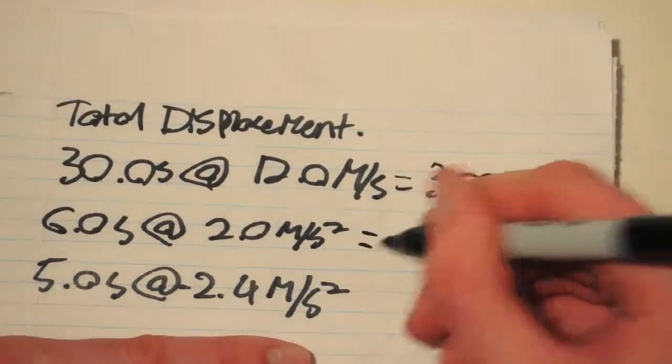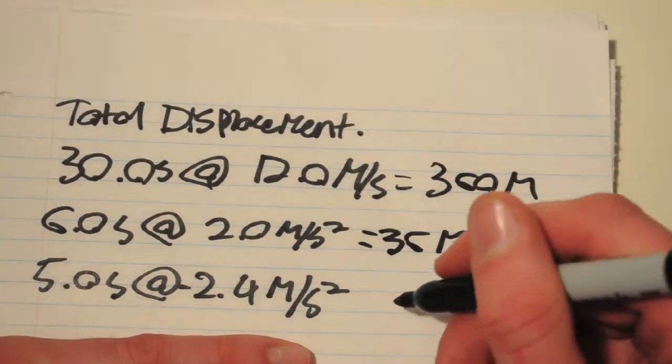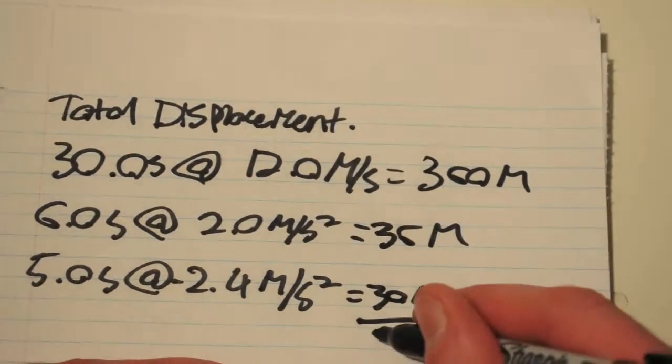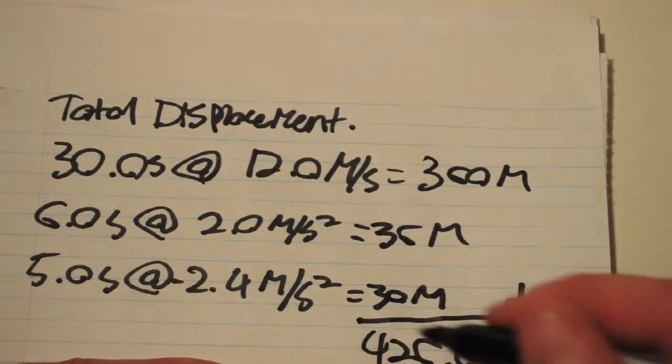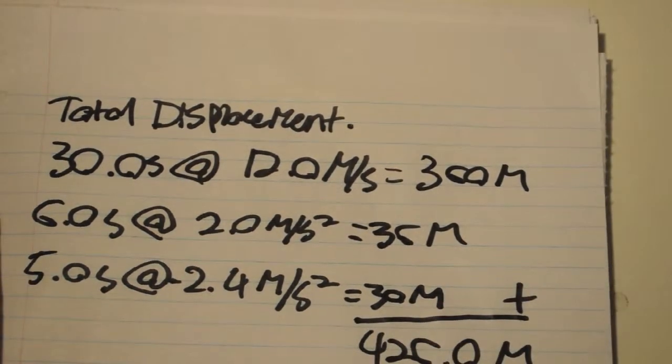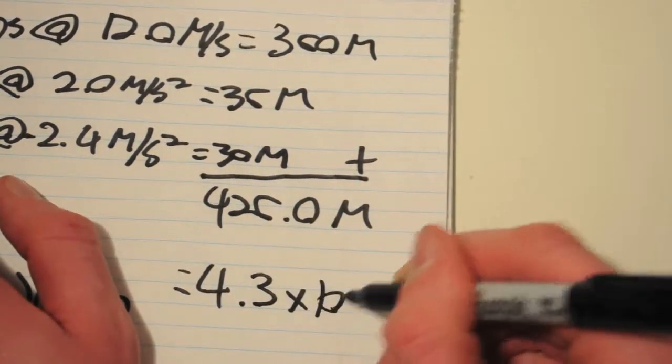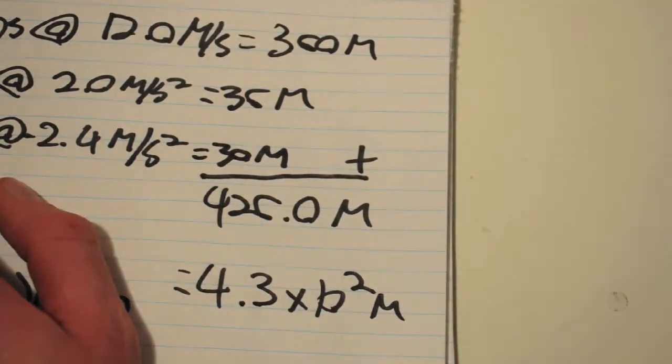There's 360 meters plus 36 meters plus 30 meters. We add that all together. It's 426 meters, or 4.3 times 10 to the 2 meters.